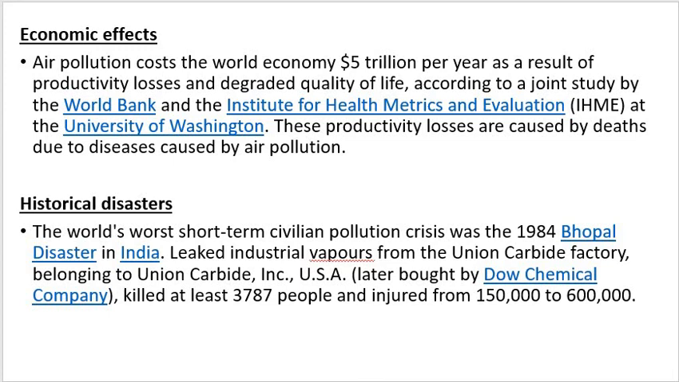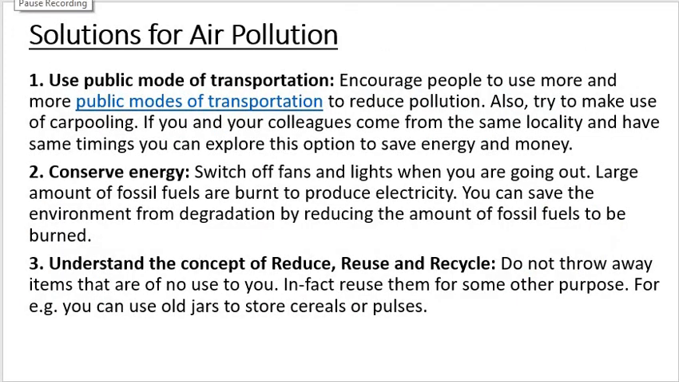Okay, moving forward, next is about solutions of air pollution. The first solution is to use public modes of transportation. Encourage people to use more and more public transportation to reduce pollution. Also try to make use of carpooling. If you and your colleagues come from the same locality and have the same timing, you can explore this option to save energy and money.